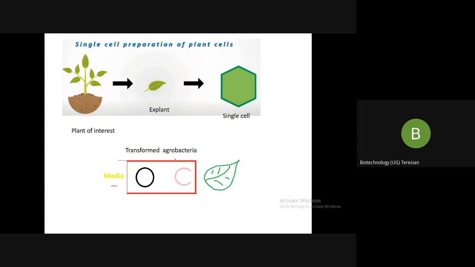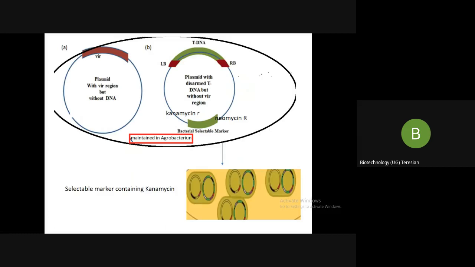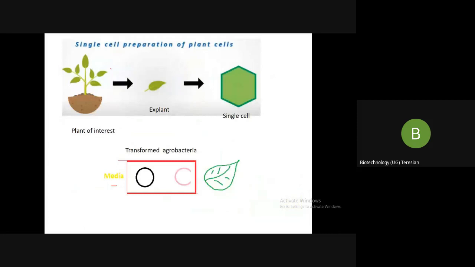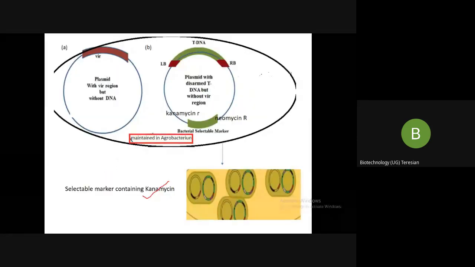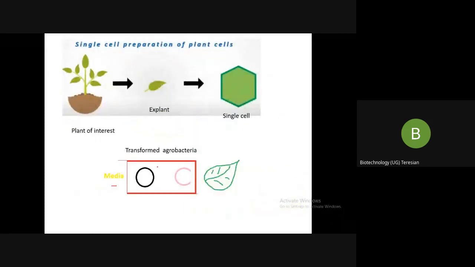What does a transformed agrobacterium mean? If your agrobacterium is able to grow in a selective media containing kanamycin, it indicates that it has been transformed. It is containing both the plasmids, your tDNA and also the Vir. Okay. So after we have identified which bacteria have been transformed, we take only those transformed bacteria, we put them into a media, and also we put your single cells in.